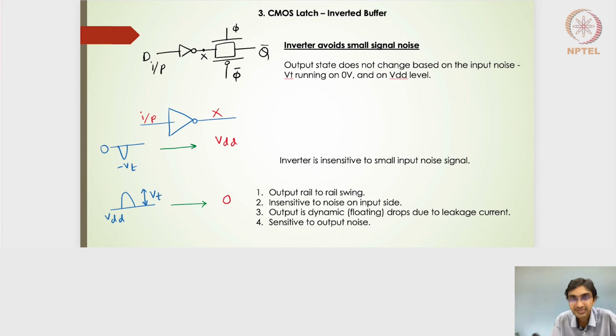Now, how do we solve this? We need to solve this so that we will get a very robust latch design. So let's say, can we use the inverted transmission gate or an inverted buffer design? Inverted buffer design means I will have an inverter first, followed by the transmission gates, with the clock at the gate side, so phi and phi bar given to the gate of the NMOS and PMOS transistor respectively, and the input is applied to the inverter.